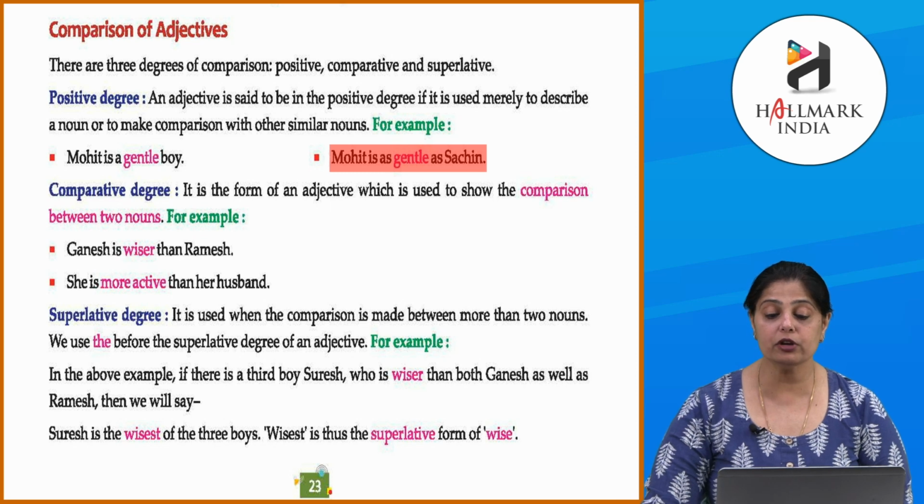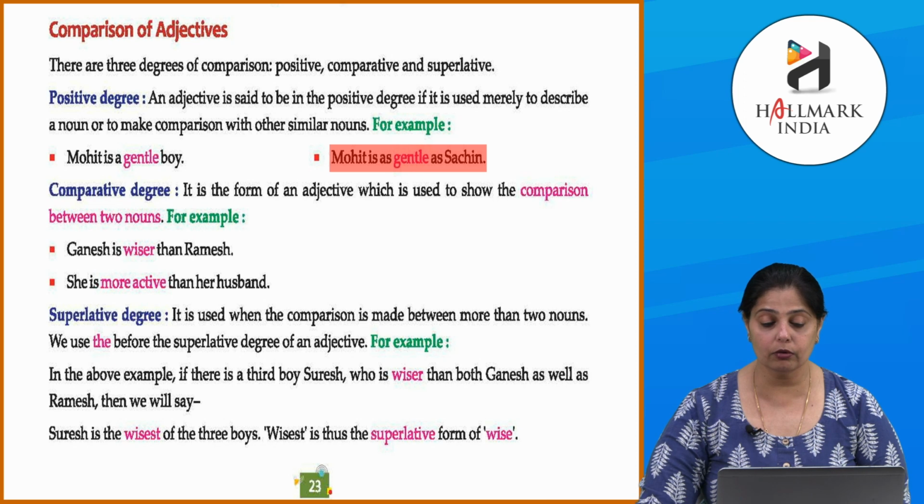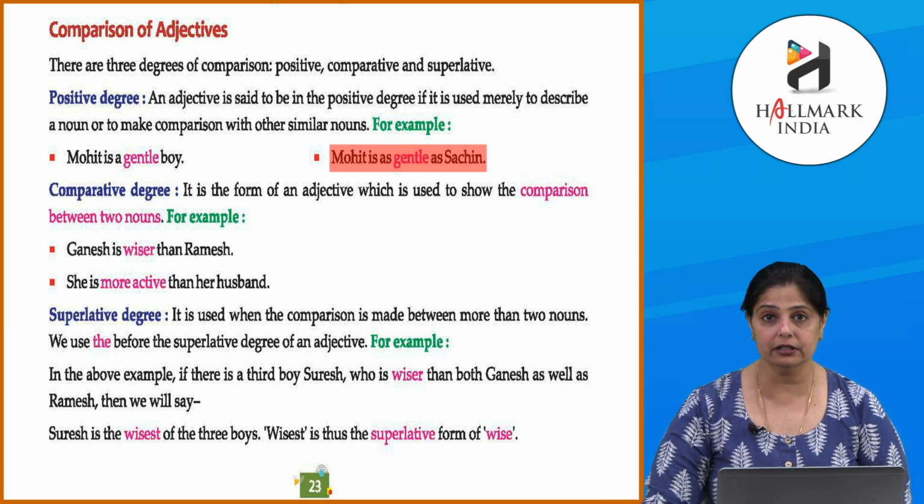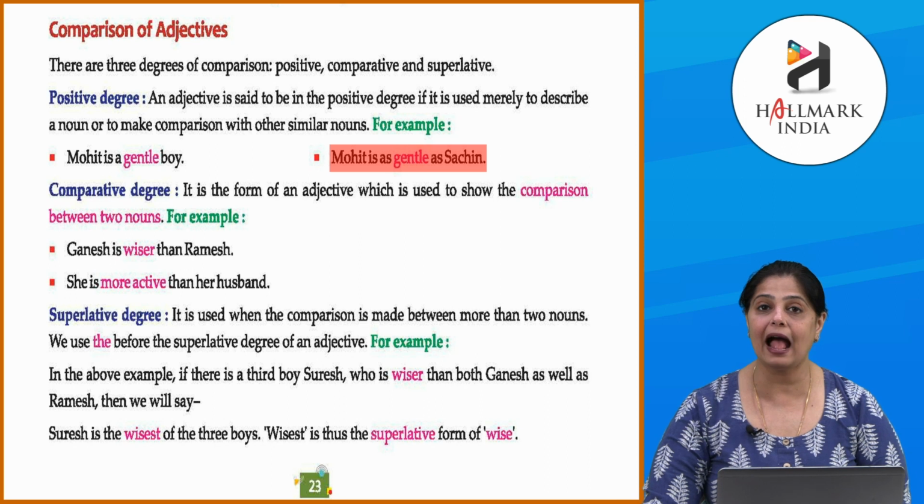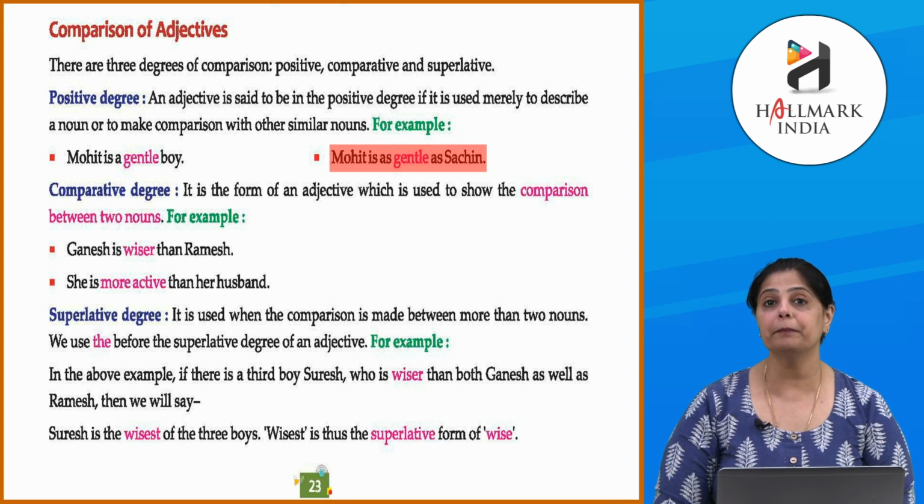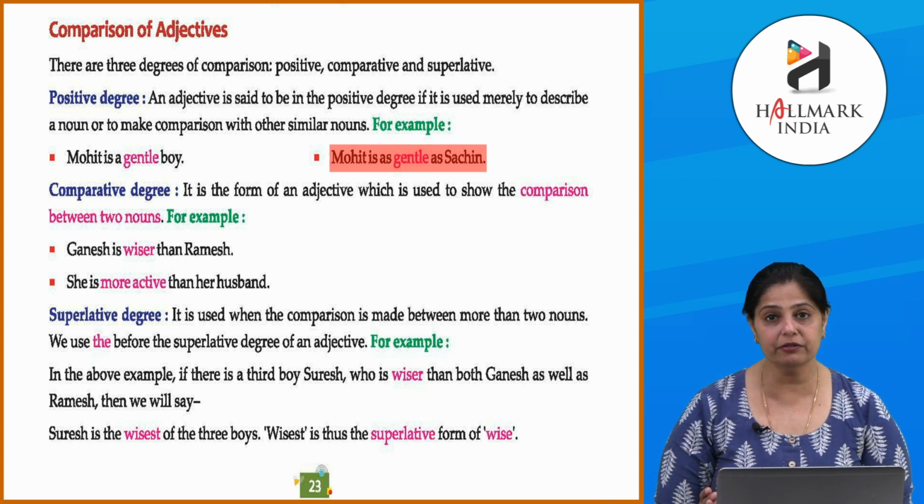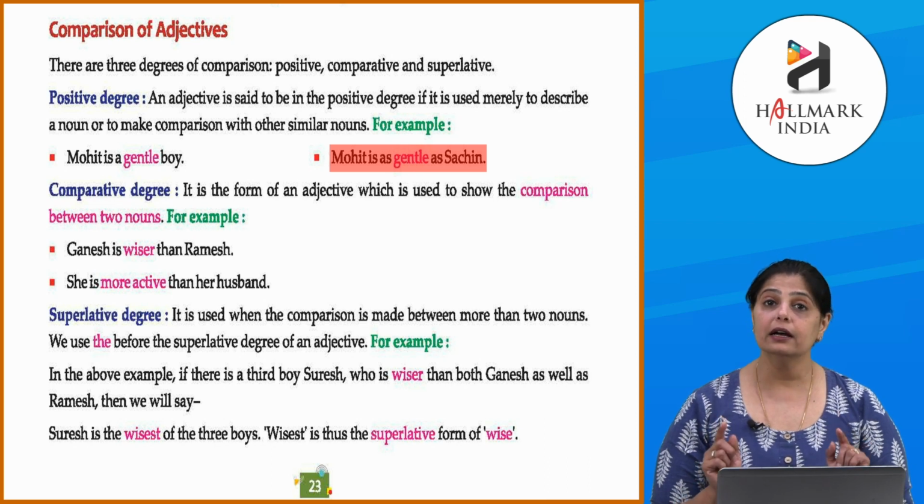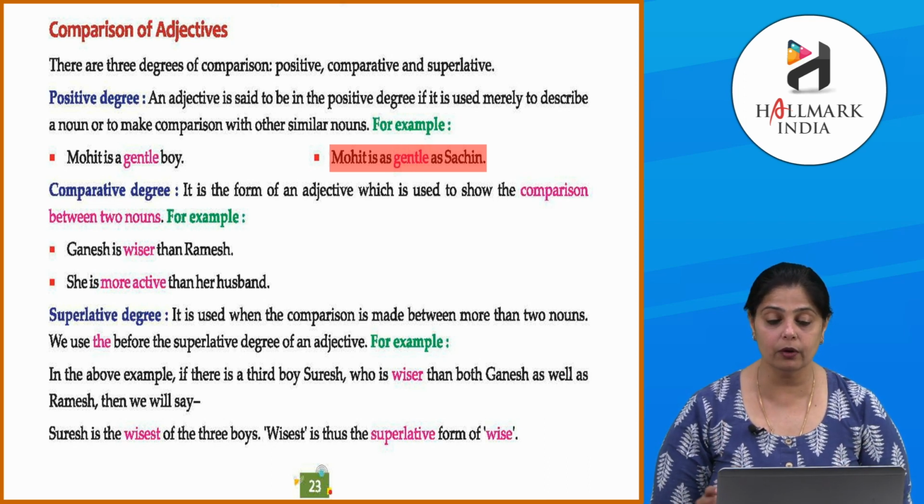तो यहाँ पे positive degree में क्या होता है? It is merely describing a noun. Gentle boy, describe कर रहा है noun को, boy को, or to make a comparison with another similar noun, as gentle as Sachin. मतलब इसमें comparison नहीं है, it is just comparing with other, but that noun is at the same level.